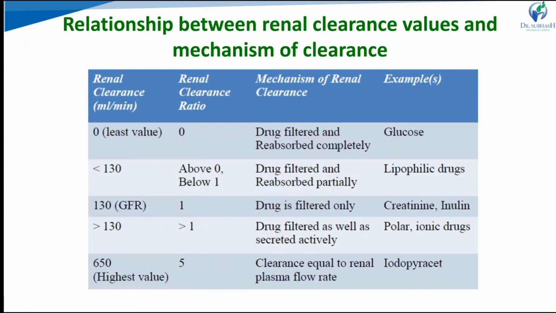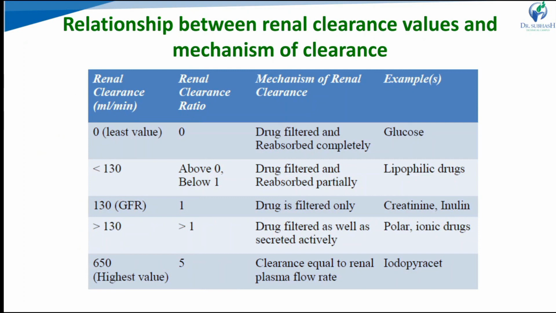Here in the table, they give the relationship between the renal clearance value and the mechanism of clearance. We already saw glomerular filtration, active tubular reabsorption, and active tubular secretion as the mechanisms of drug excretion. If the renal clearance ratio is 1, the GFR value is 130. The mechanism is only glomerular filtration. Example: creatinine and inulin, which we use as biomarkers to find the GFR value.